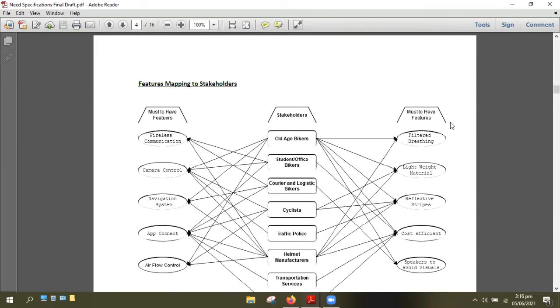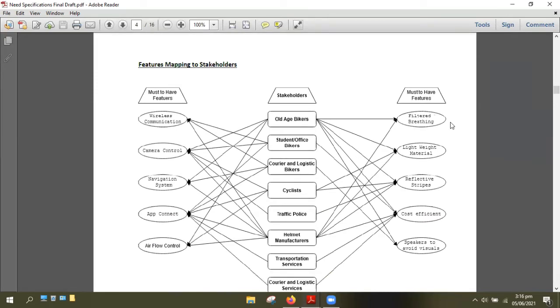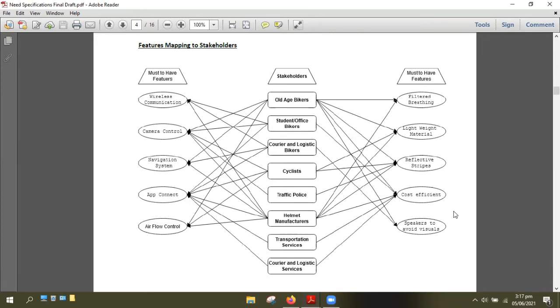Right. So the next step was the feature mapping of the stakeholders. The solution that we still had not designed had to include, or take care of, some parameters. For example, it should have wireless communication, whatever the solution may be. It should have some sort of camera control. It should be app connected, with the capability to connect using an app, and it should be cost efficient.